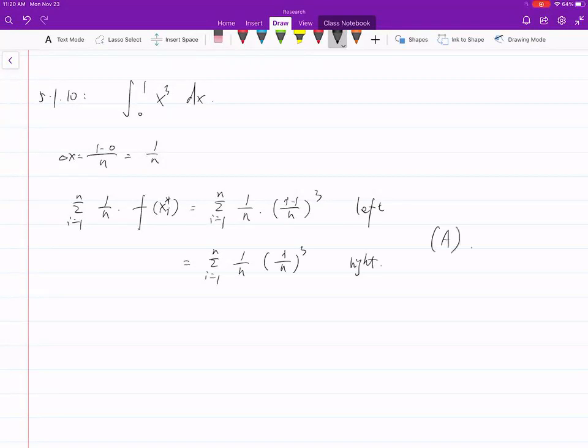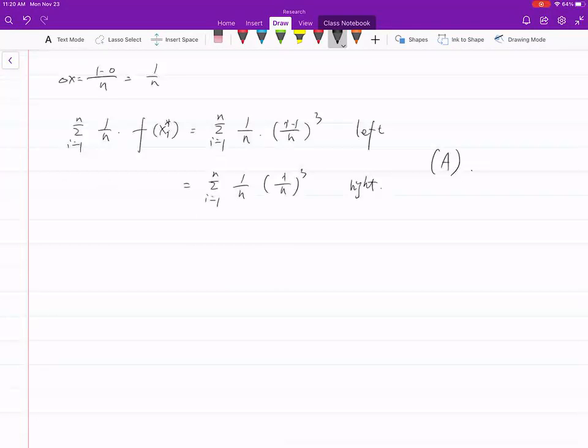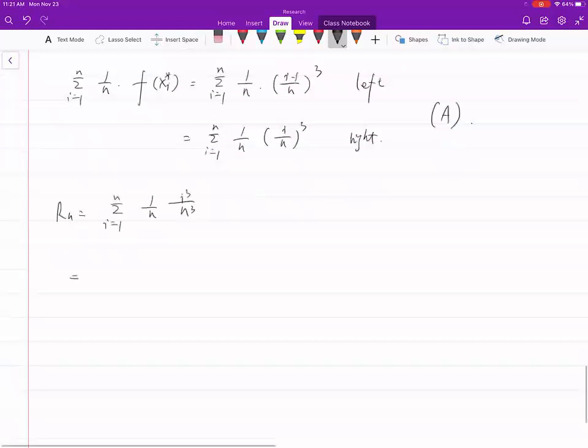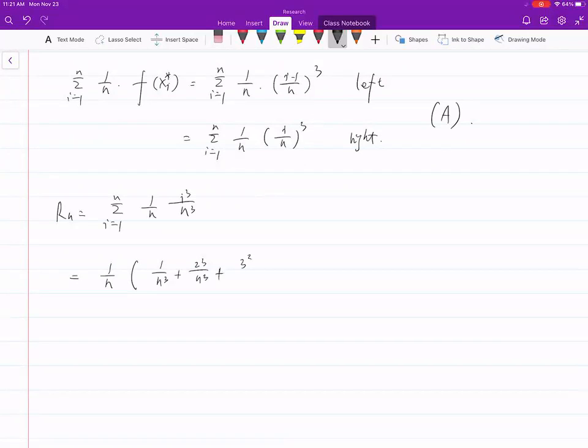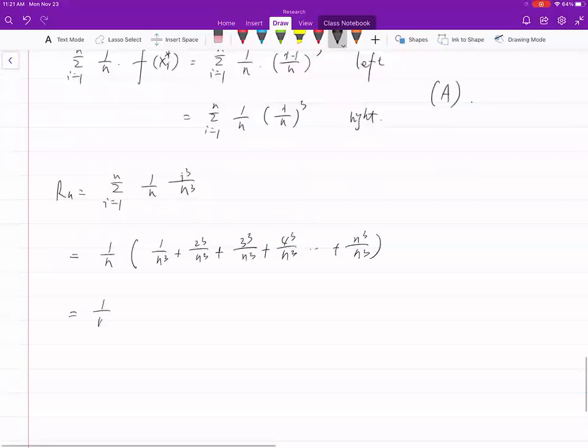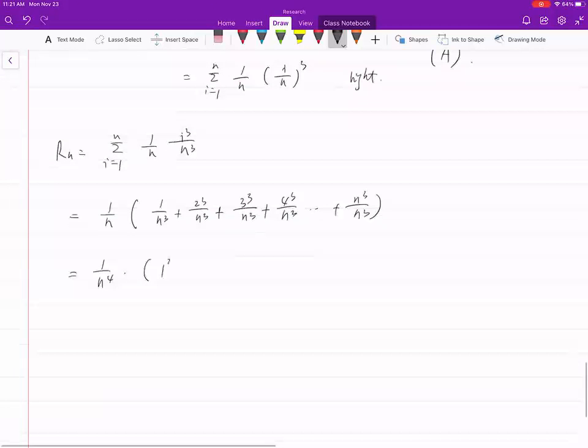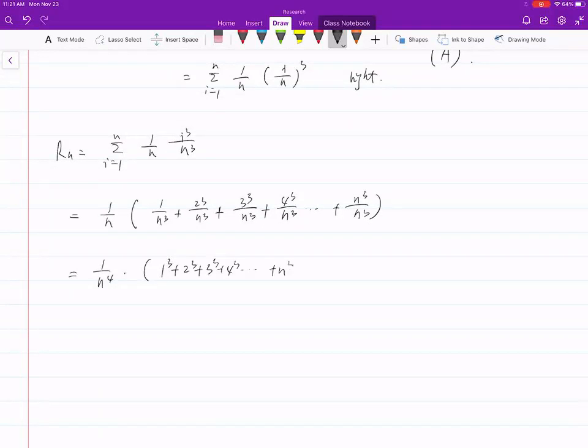The rest is trying to figure out how to do the Rn. So Rn is the sum, which is 1 over n times... From here you can see, number 1, it's 1 over n to the 4th. Number 2, you need to know how to sum all the cubes together all the way up to n. Luckily, Weber could give it to you.